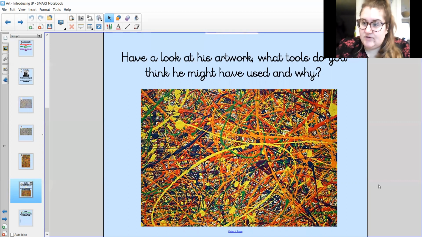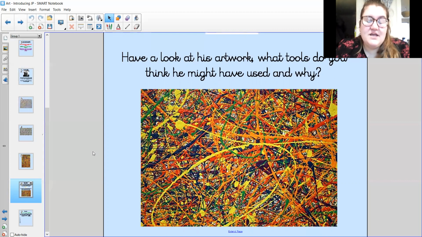What do you think he used? He could have used anything. You could use a knife, a fork, a spoon. You could use a tree branch, a skipping rope, anything you can use as a tool. So, what do you think he used and why?